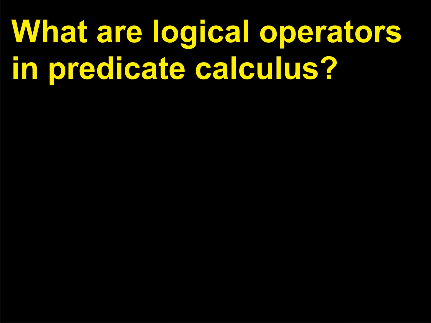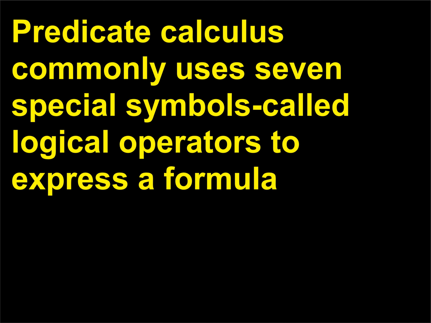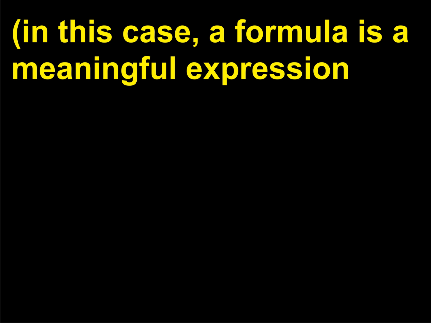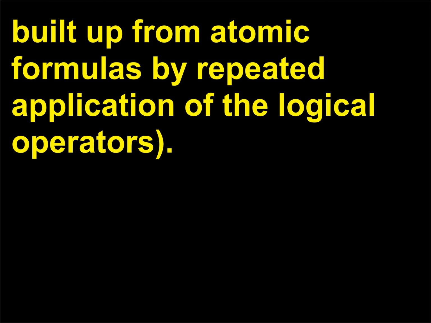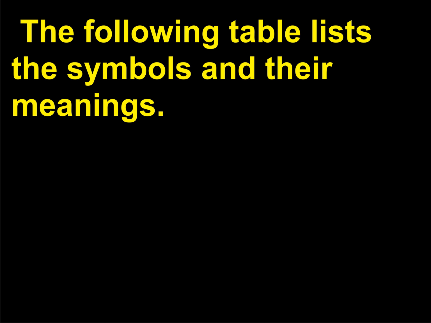What are logical operators in predicate calculus? Predicate calculus commonly uses 7 special symbols called logical operators to express a formula. In this case, a formula is a meaningful expression built up from atomic formulas by repeated application of the logical operators. The following table lists the symbols and their meanings.